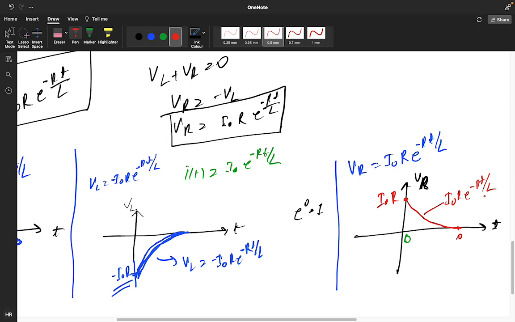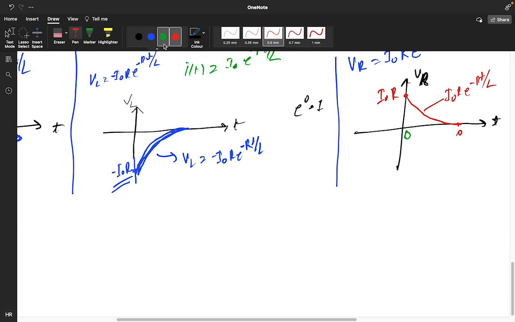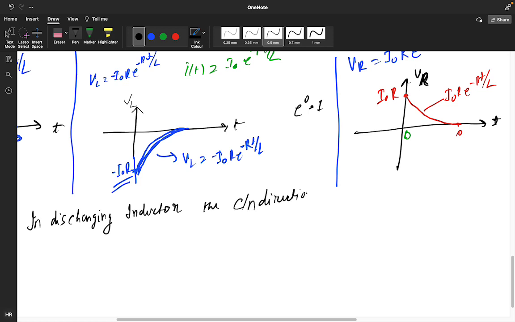So, write it down. One important thing in discharging of an inductor: the current direction remains the same, but the voltage polarity is reversed.